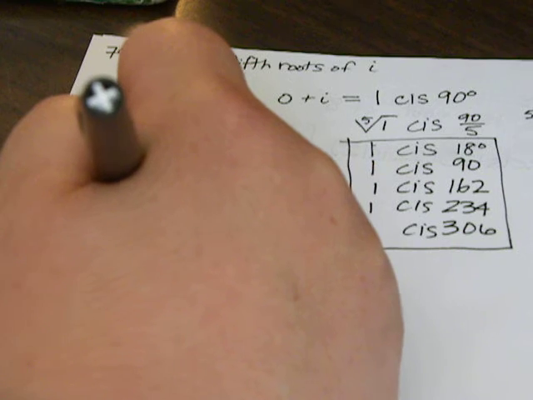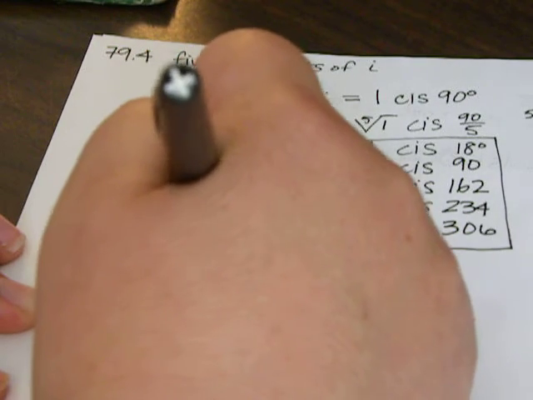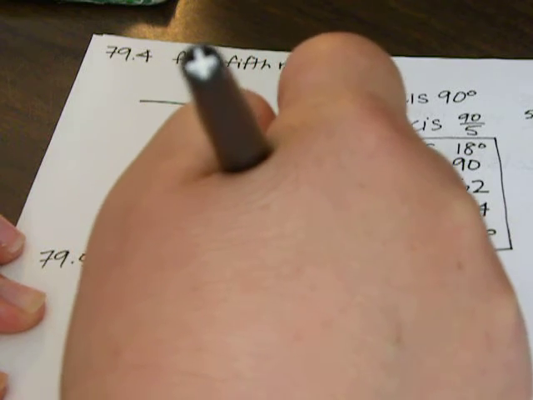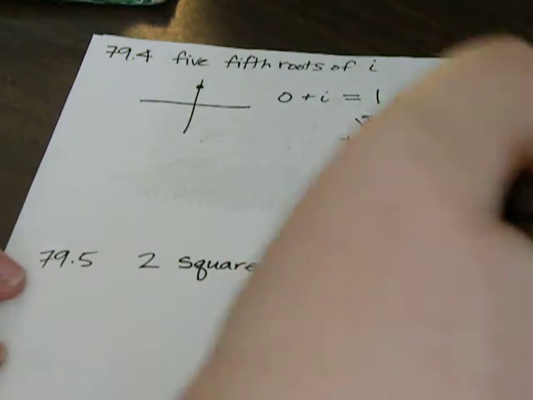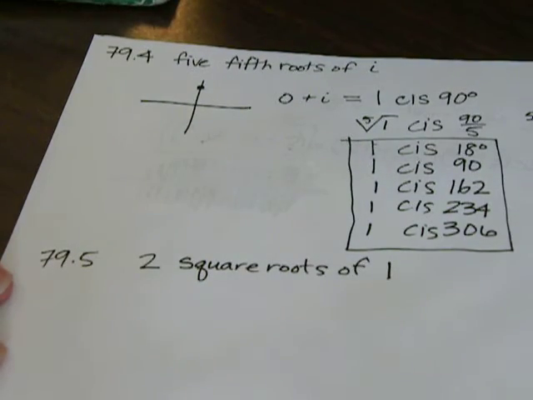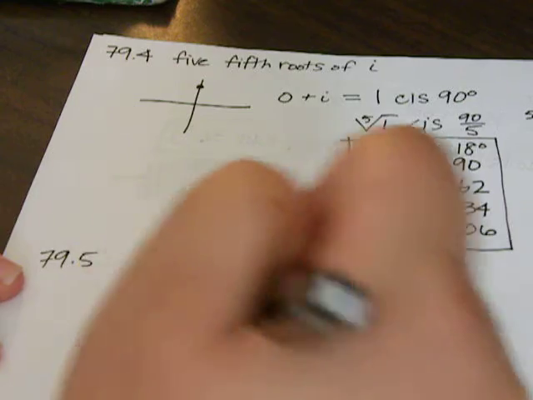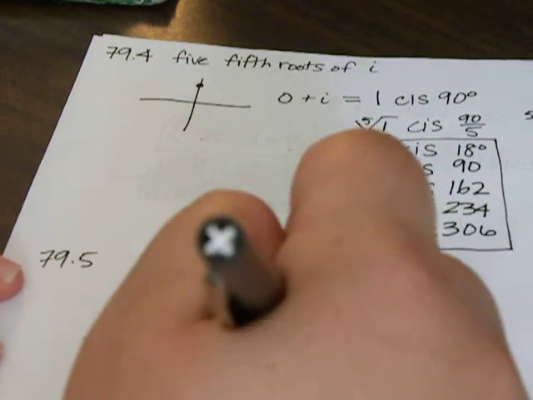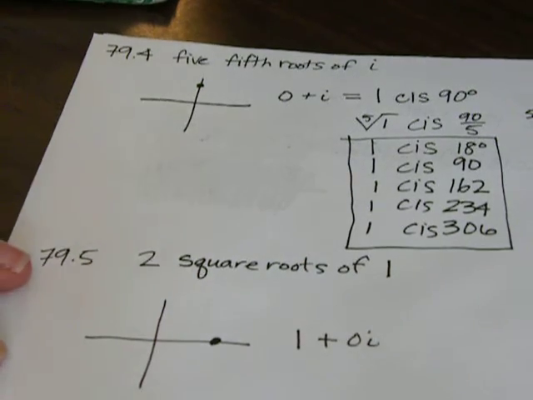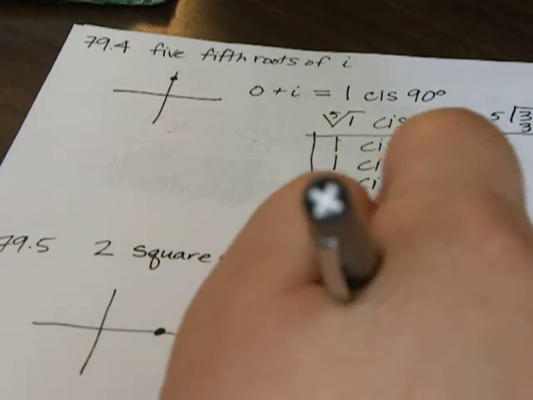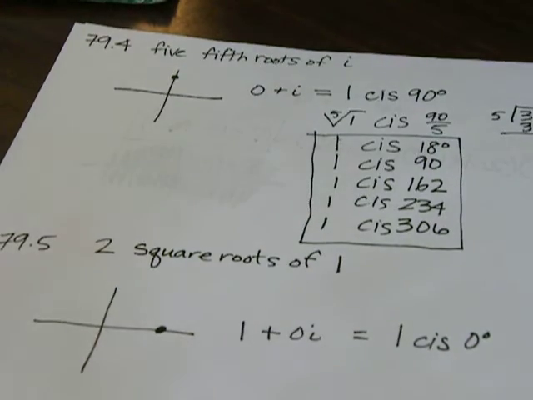79.5 says find 2 square roots of 1. So we need to write this in polar form. If we were to graph this, it's going to look like this. And so it's going to be 1 plus 0i. So 1 plus 0i ends up being 1 CIS 0 degrees.